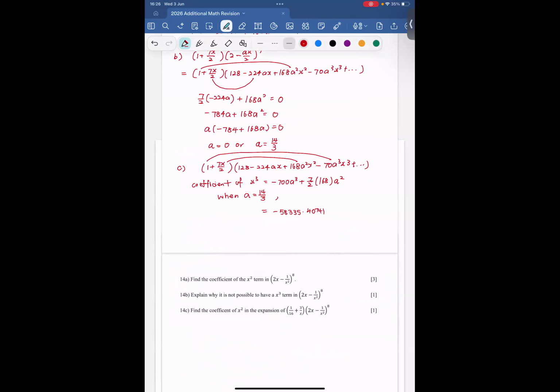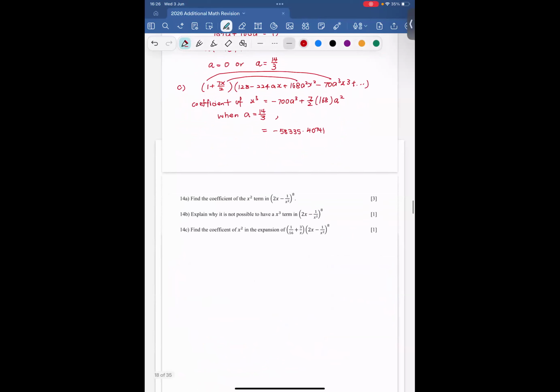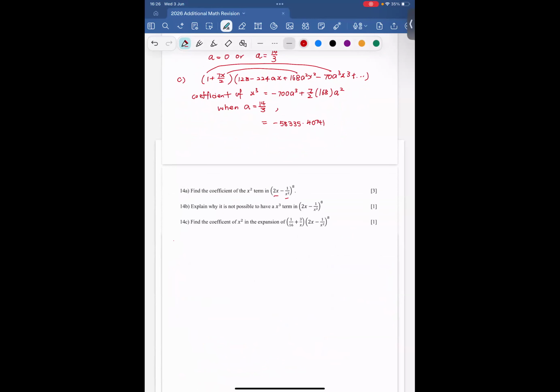Okay, 14a, you can see that there's x here. So we normally will find the general term. The general term will be equal to 8 choose r, 2x to the power 8 minus r, times negative 1 over x squared to the power r. The objective is to separate your coefficient and your x. So 2 to the power 8 minus r, x to the power of 8 minus r, negative 1 to the power r, 1 over x squared to the power r.